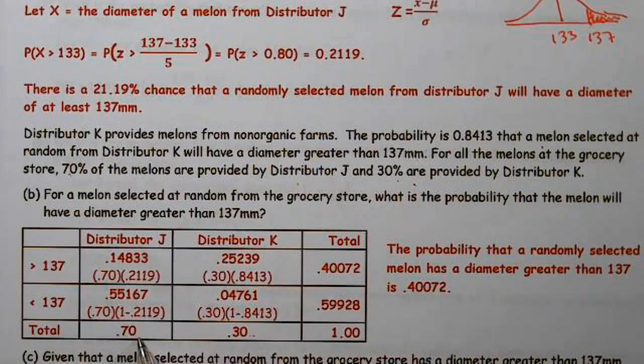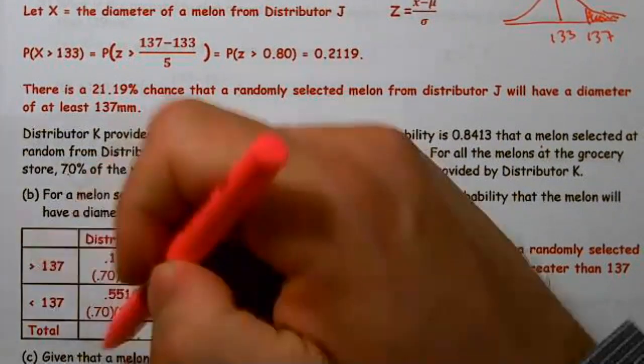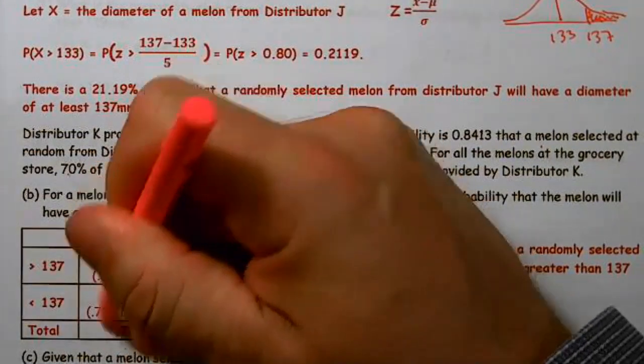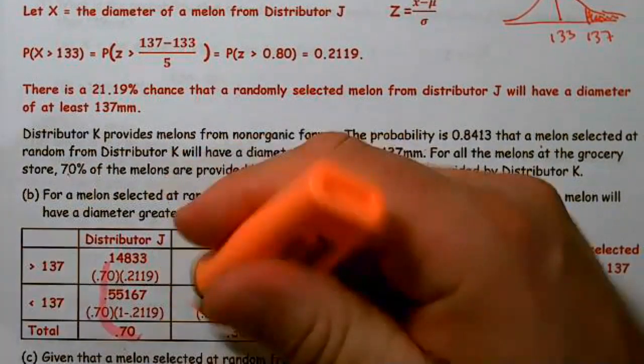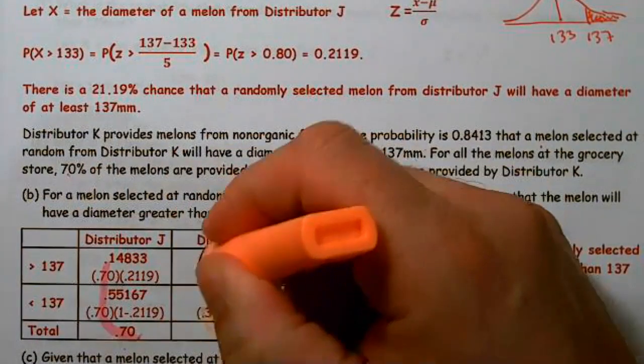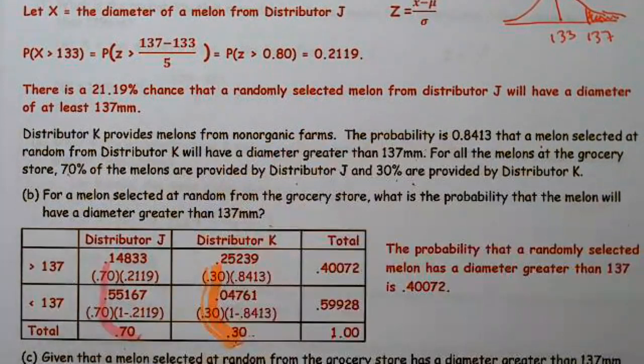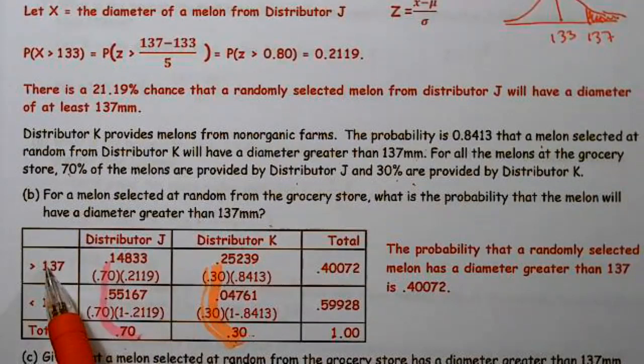Distributor J is 70%, distributor K is 30%, that sums to one whole. And I'm immediately going to bring up that 70%. Those are the first things I'm going to write down. I'm going to bring those numbers, but just copy them up here. I'm just going to bring those 30% up. That's the very first thing I'll do with K. Now, I should have said already that I have melons greater than 137 and melons that are less than 137.